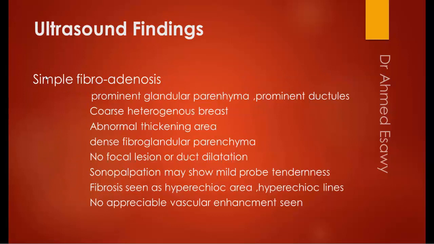Ultrasonographic findings of fibroadenosis: simple fibroadenosis, prominent glandular parenchyma, prominent ductules, coarse heterogeneous breast, abnormal thickening area, dense fibroglandular parenchyma, no focal lesion or duct dilatation. Sonopalpation may show mild probe tenderness. Fibrosis is seen as hyperechoic areas or hyperechoic lines. No appreciable vascular enhancement is seen.